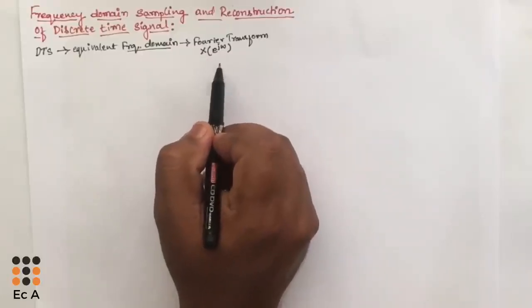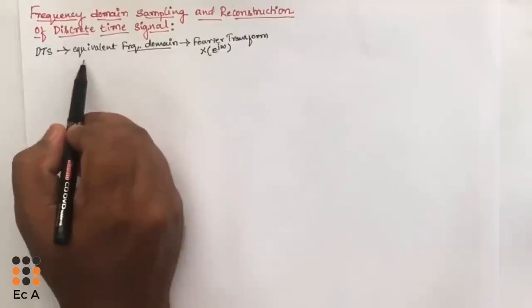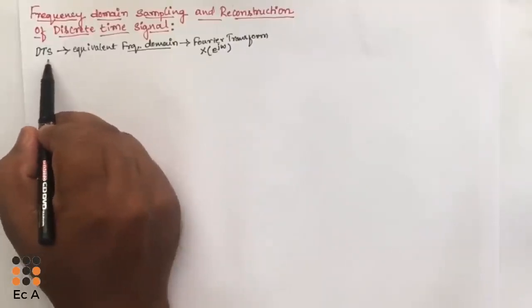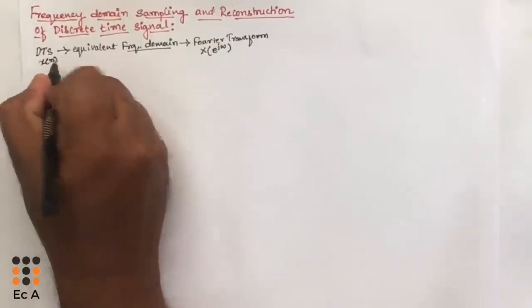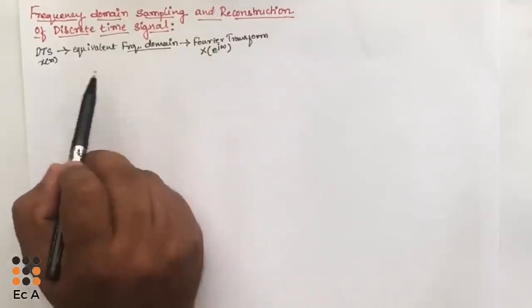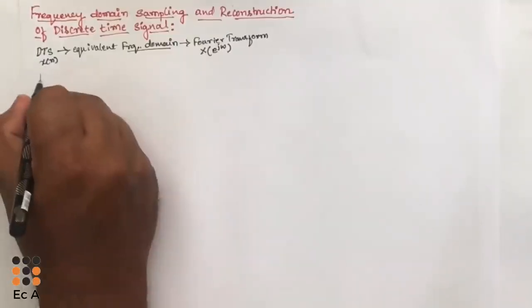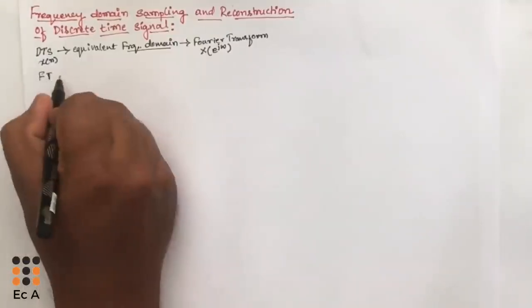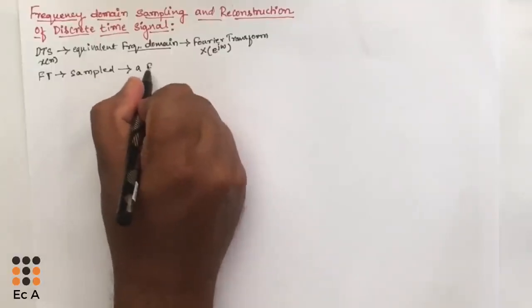But frequency domain representation is not a convenient representation for a discrete time signal. So a discrete time signal can be represented as x of n. So the frequency domain representation is not convenient for a discrete time signal. Hence the Fourier transform is sampled to obtain a frequency domain sequence.